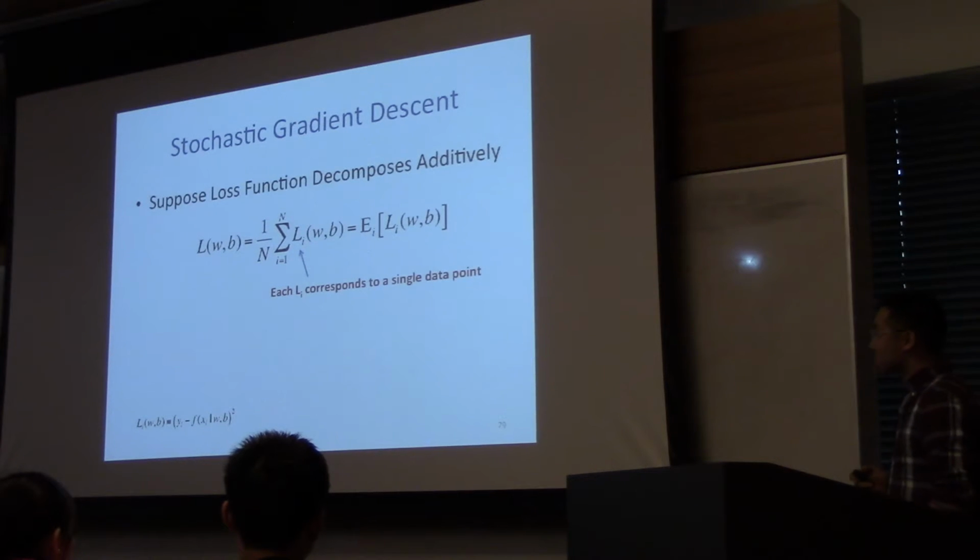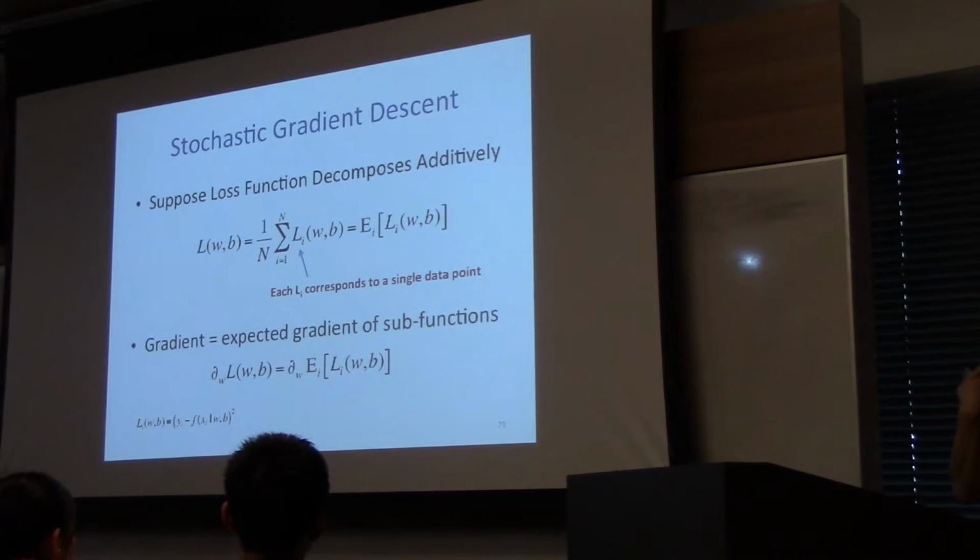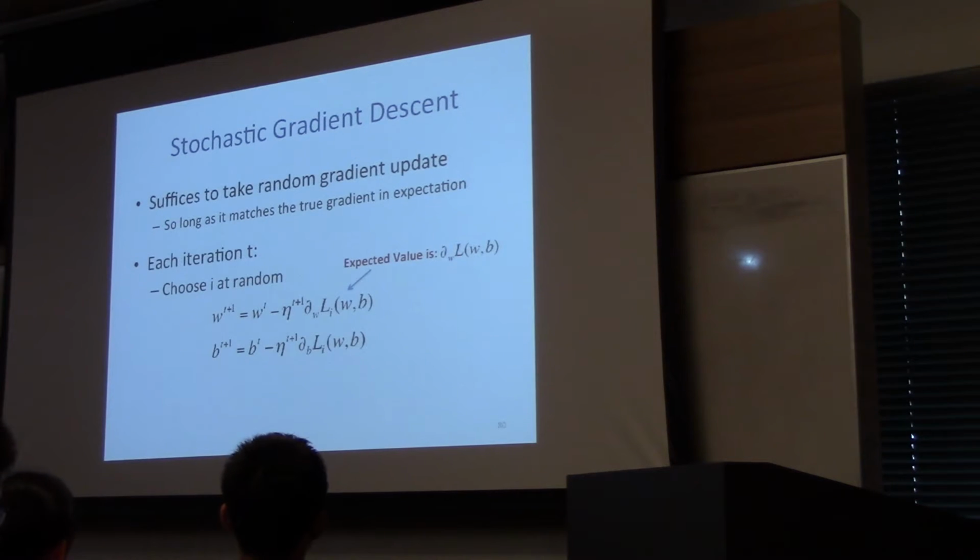Okay. So the gradient of this guy is equal to the expected gradient of the subfunctions, right? If I just sort of take this interpretation and take the gradient, that's what it means. So what stochastic gradient descent does is it says, okay, well, it suffices to take a random gradient update. I don't need to take a deterministic gradient update. I can just take a random gradient update. Right? So long as my gradient update in expectation matches the correct gradient, then I'm good.